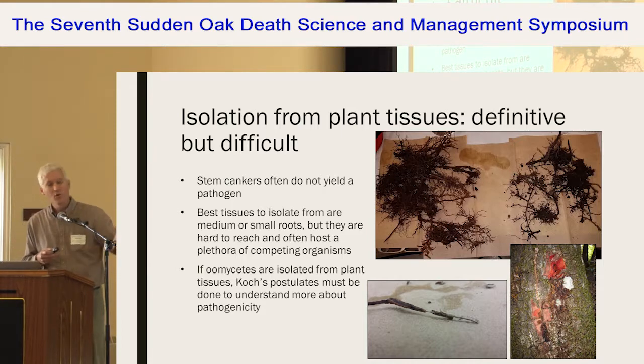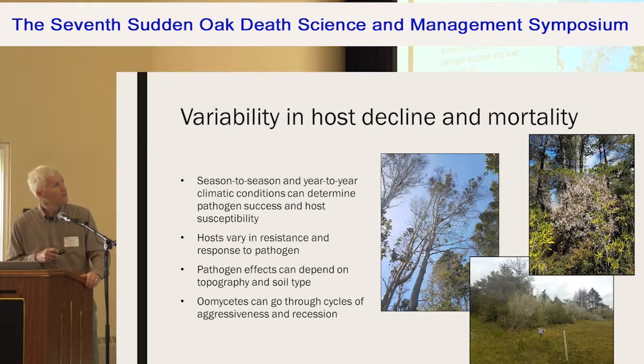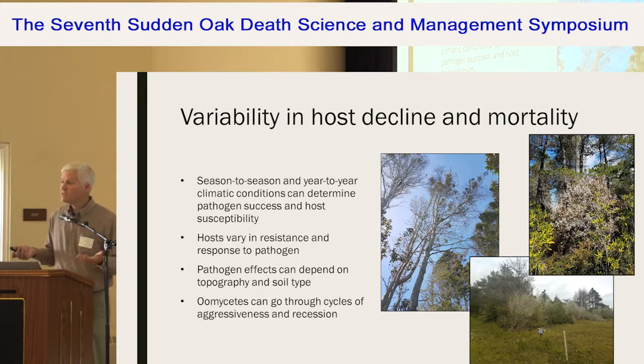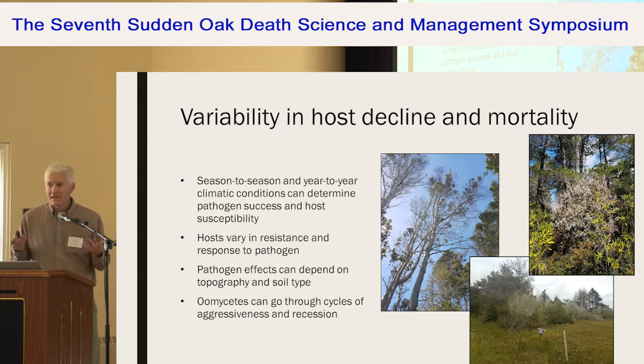And then there are just two more examples of damage caused to plant tissues by Phytophthoras. And finally, the hosts themselves show a lot of variability in the way they decline and the way they die. There are season-to-season differences, year-to-year climatic differences that can influence what the pathogen is doing. Hosts vary in resistance.